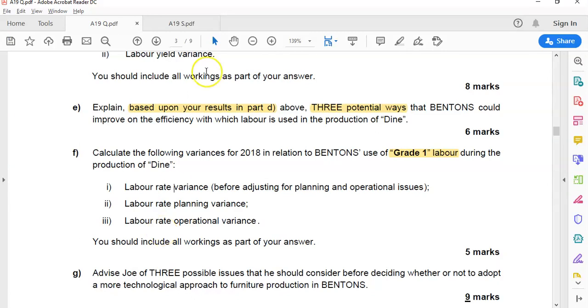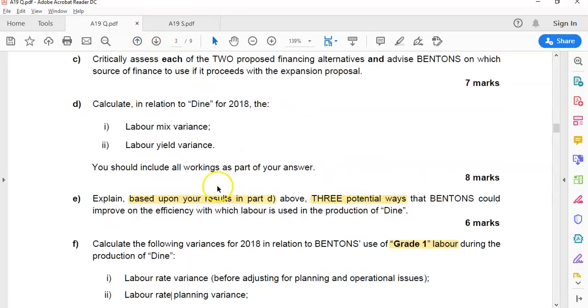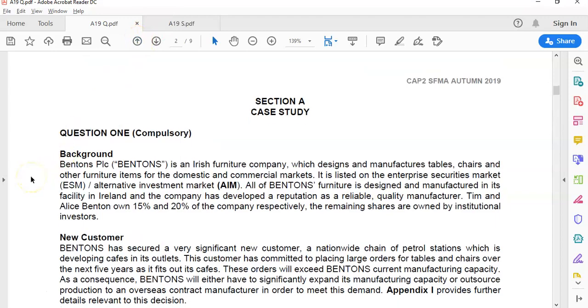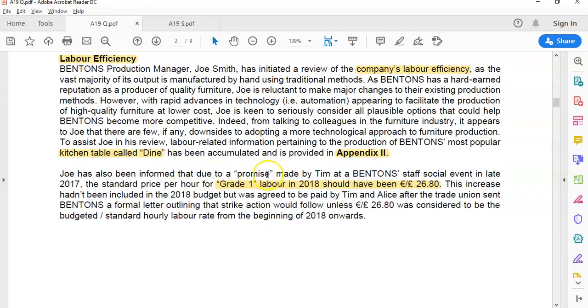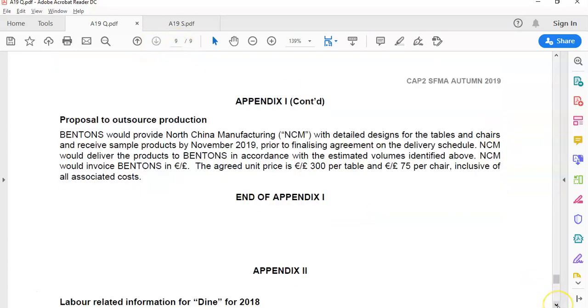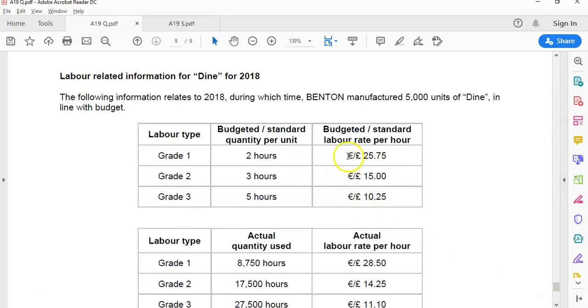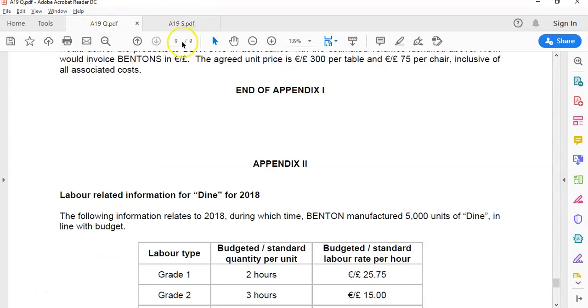So if you go back to the question and we see the text, the last paragraph says, Joe has also been informed that due to a promise made by Tim at a social event, the standard price per hour for grade 1 should have been 26.8, but it wasn't included in the budget, but it was agreed. So essentially they're going to take strike action unless the 26.8 was to be the budgeted standard labour rate from the beginning of 2018. So if we go back to note 9, this standard is incorrect. The standard that you have in and you've calculated your variances on, 25.75, that's the original standard. The updated standard should be, as per page 2, 26.8.